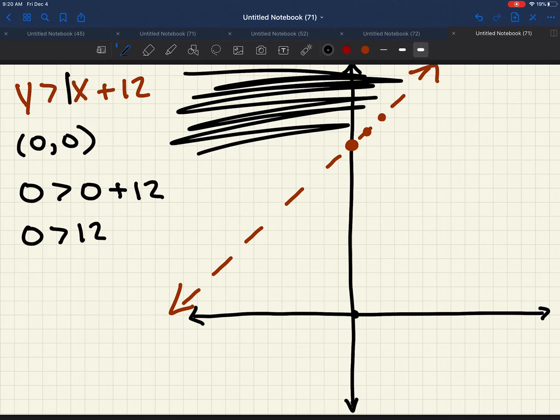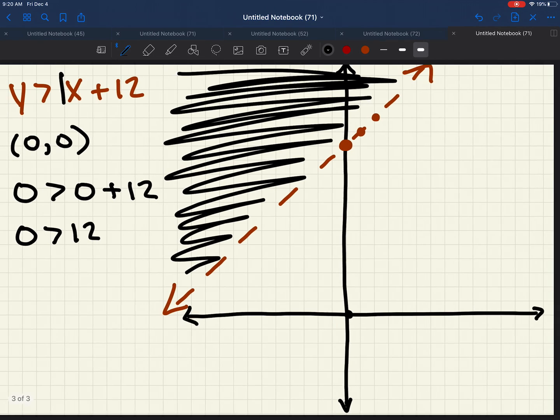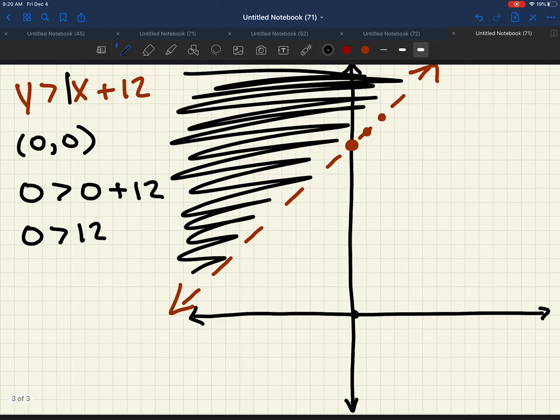So everything up here, like you guys told me at the beginning, is going to get shaded. Now, if you wanted to go back and check and choose a point up here, you could, right? I'm not going to require you to do that, but even if you chose like 0, 13, that would help you, because then you would get 13 is greater than 12, so you know this point up here is true.